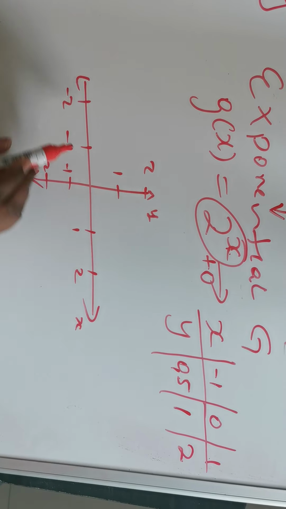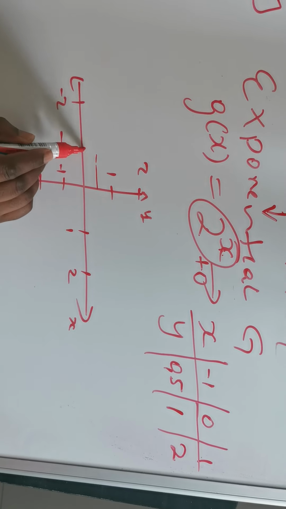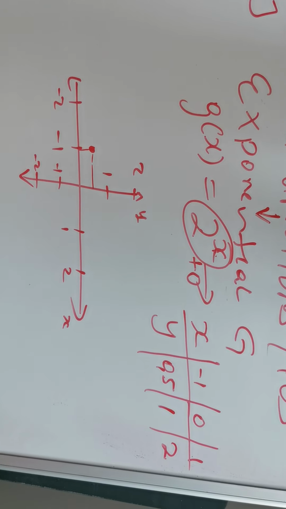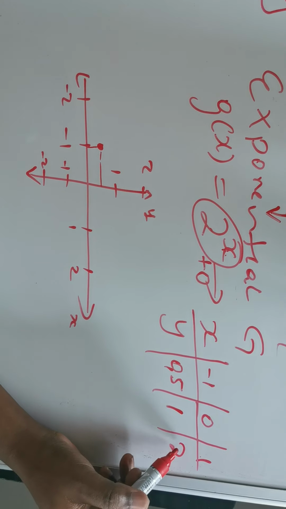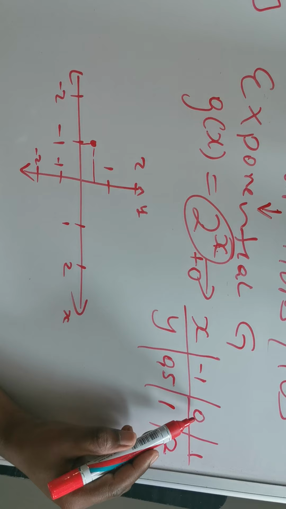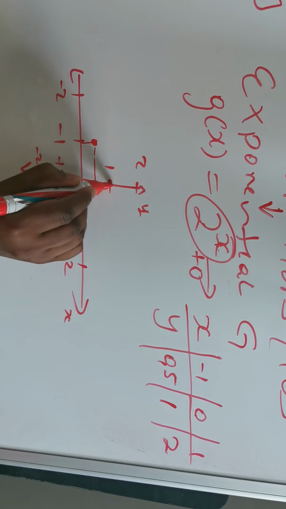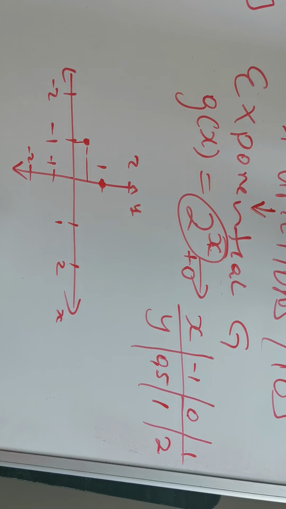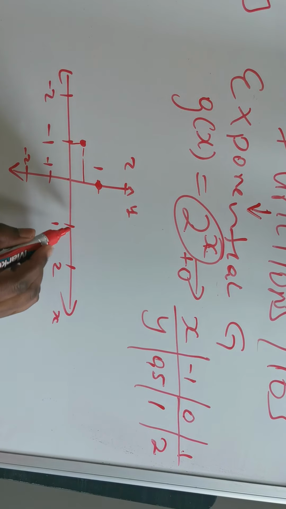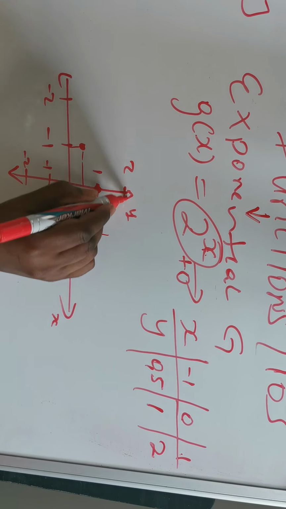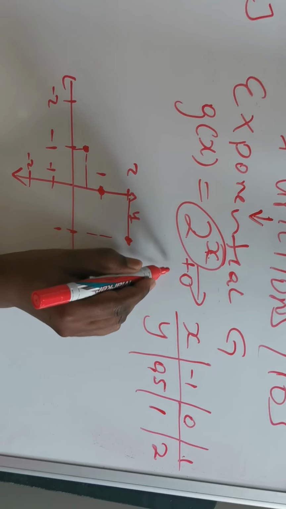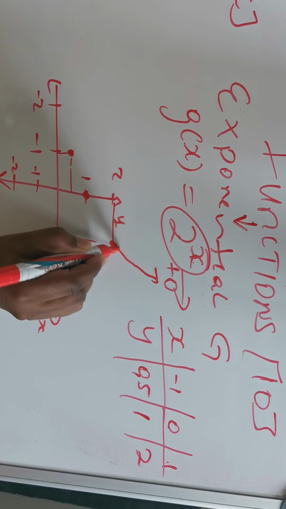For -1, this will give you half. Here we go. But then, if now you have 0, this will give you 1. If you have 1 as x, then your y will be 2. So it's something like this, which means your graph will be something like this.